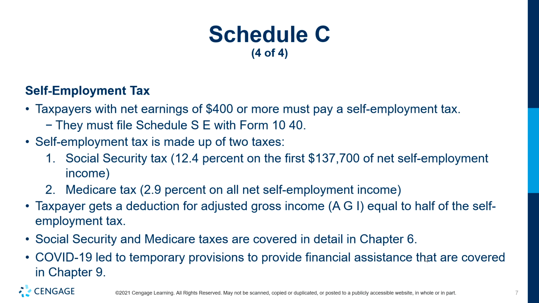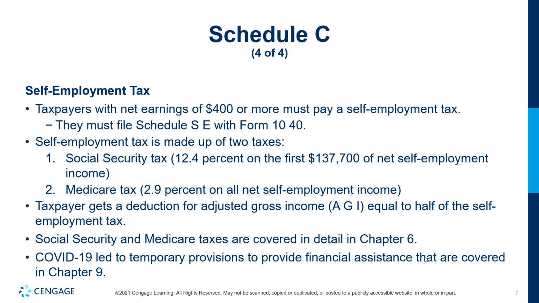Social Security, you have to pay 12.4% on the first $137,700 of net income. Medicare tax is 2.9% on all of it. So you don't even get a little break there. You have to pay it on all of it. That's how payroll usually works. Again, we should know this. But when you're paying self-employment tax, you are paying Social Security and Medicare.